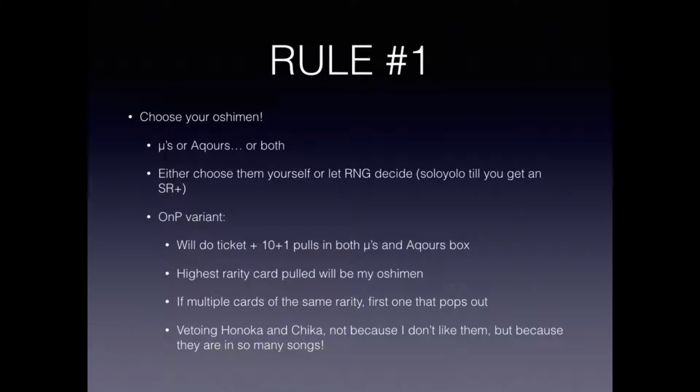I'm starting out with a starter account that has 4 tickets, so I'll be doing 2 pulls each in Muse and Aqua, and whatever the highest rarity card I get will be my Oshimen, and if I don't pull any SR or aboves, then I'll switch to 10 plus 1s. I have enough gems on this account to do 2 10 plus 1s, so I'll do one in Muse and one in Aqua, and whichever highest rarity card comes out will be my Oshimen. And if I get multiple cards of the same rarity, then whichever one comes out first will be my Oshimen.